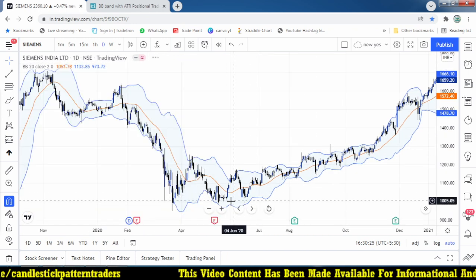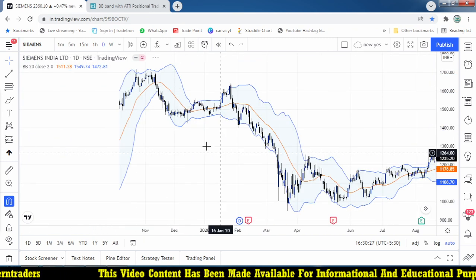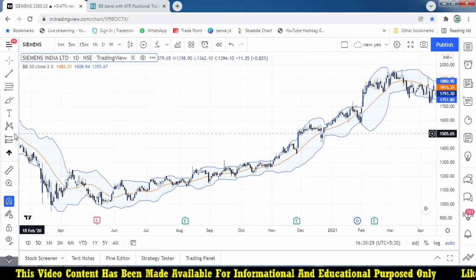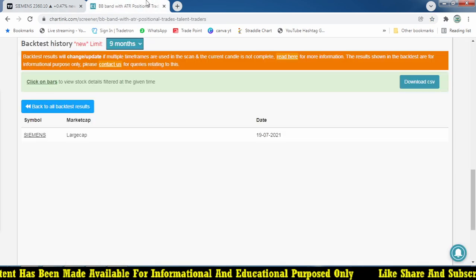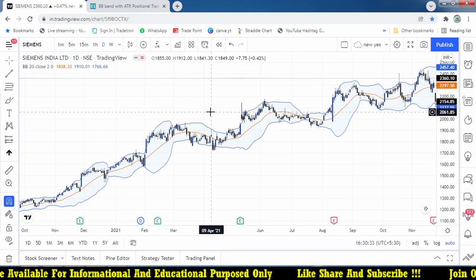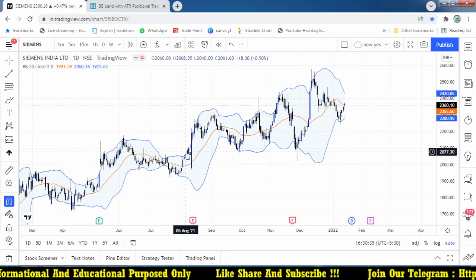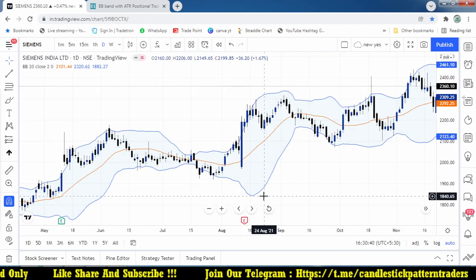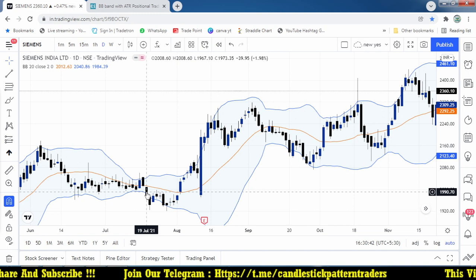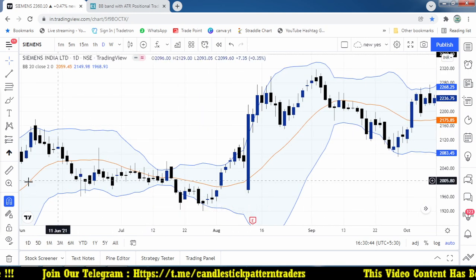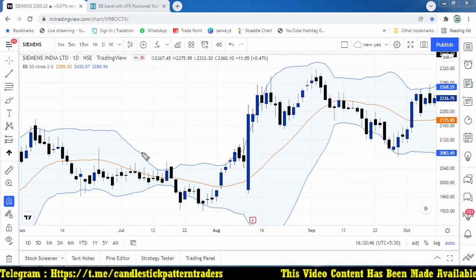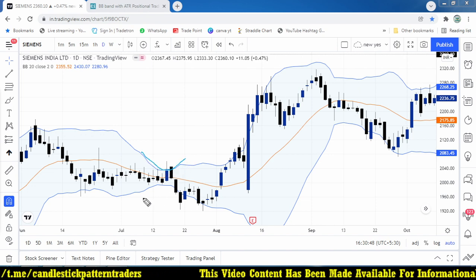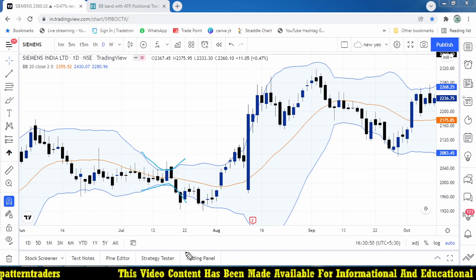In June, July. Maybe here. 19. Where we got 21. We moved so far. Here, this is the pattern. I think this 19th July. So can you see the Bollinger Band is already narrow. It's done and it is expanding. That is the time of expanding.